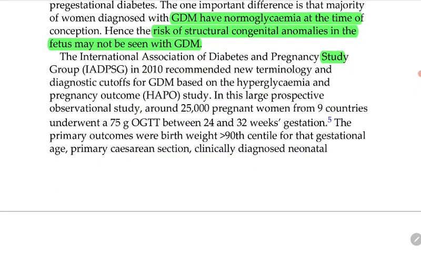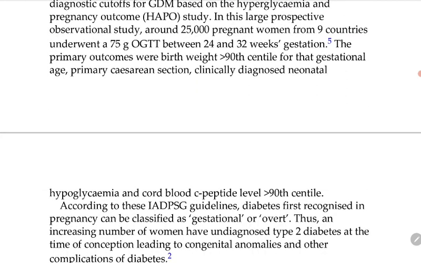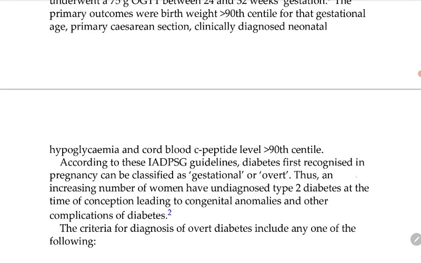Okay. The IADPSG 2010 recommended new diagnostic cutoffs for GDM based on the hyperglycemia and adverse pregnancy outcome HAPO study. The 75 gram OGTT is done at 24 to 32 weeks gestational age.